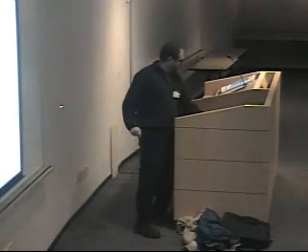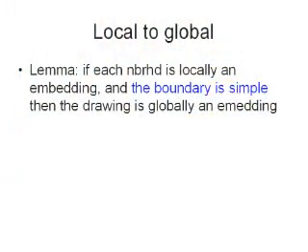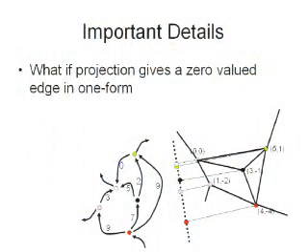Now, we've already proven that every neighborhood maps nicely as an embedding during the flattening, during this parameterization. And our boundary is a convex polygon, so it can't intersect itself. And so we're done.